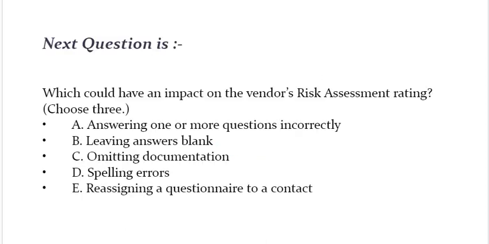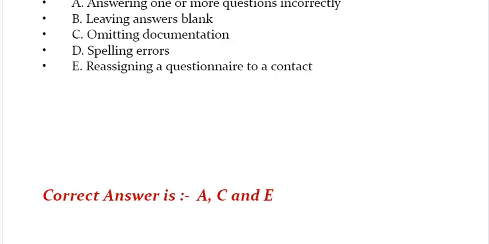Next question is, which could have an impact on the vendor's risk assessment rating? Choose three options. Option A. Answering one or more questions incorrectly. Option B. Leaving answers blank. Option C. Omitting documentation. Option D. Spelling errors. Option E. Reassigning a questionnaire to a contact. Correct answer is option A, C, and option E.